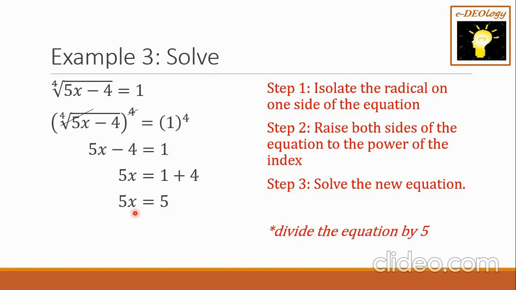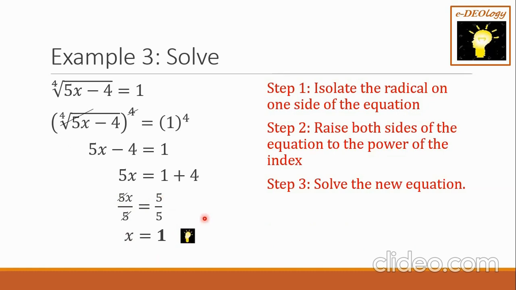And then we're going to divide the equation by the coefficient of x, which is 5. So 5x over 5 is equal to 5 over 5. So we cancel this 5 and 5. Only x will come down here. On the right side, 5 divided by 5 equals 1. So this is our final answer.